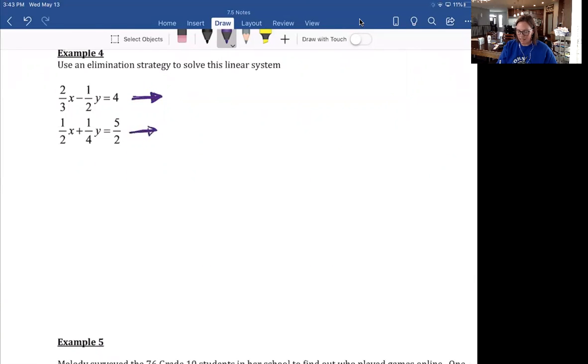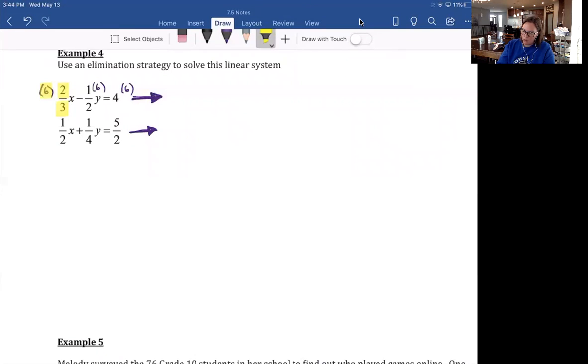So this might seem like a little bit too much work, but if you get rid of the fractions first, it's easier to look at how to eliminate whole numbers. So to get rid of these fractions, I multiply by a common denominator. Common denominator between 3 and 2 is 6. So I do 6 times 2 divided by 3. 6 times 2 is 12, divided by 3 is 4.